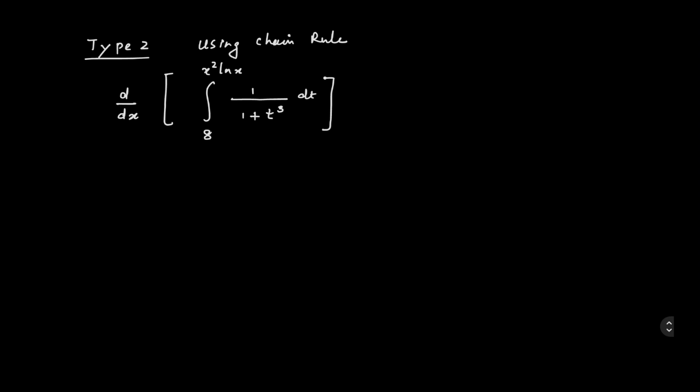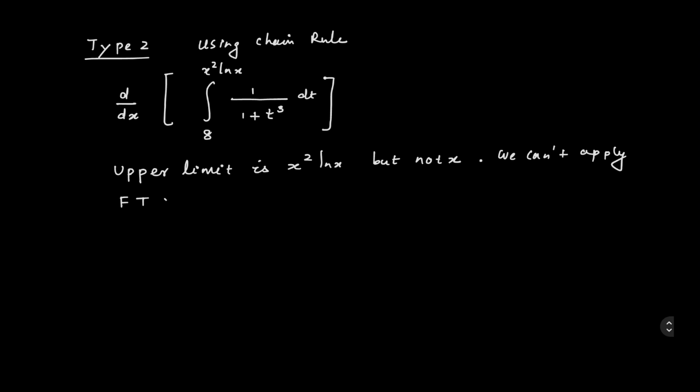Here you see the upper limit is not x. The upper limit is x square ln x, but not x. So therefore we can't apply FTC directly.